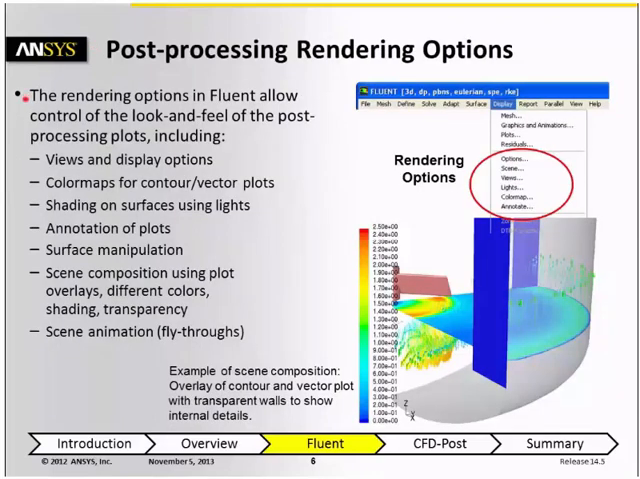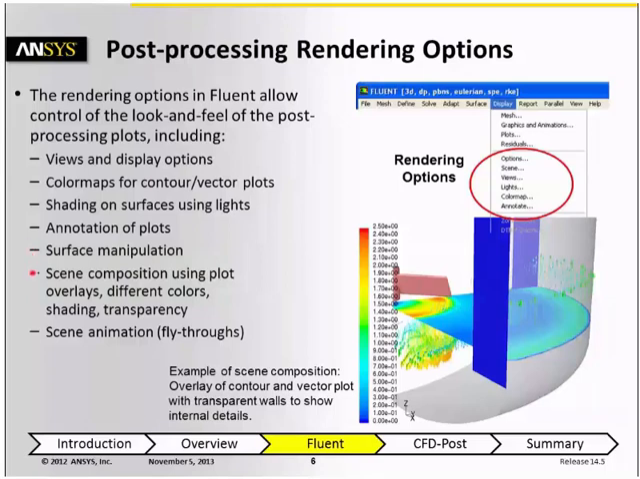Fluent allows you a great deal of control over the rendering options, and this allows you to control the look and feel of the post-processing. This includes views and display options like where to position the camera, color maps for contour and vector plots which can be customized or modified. Shading and lighting can be used to make attractive looking surfaces. Plots can be annotated. Surface manipulation like offsets can allow you to do things like create exploded views.